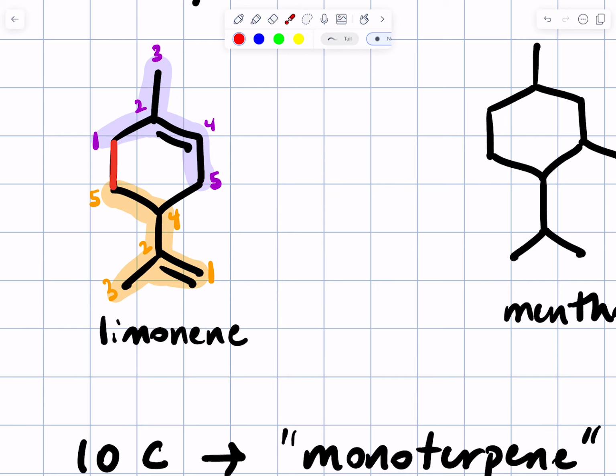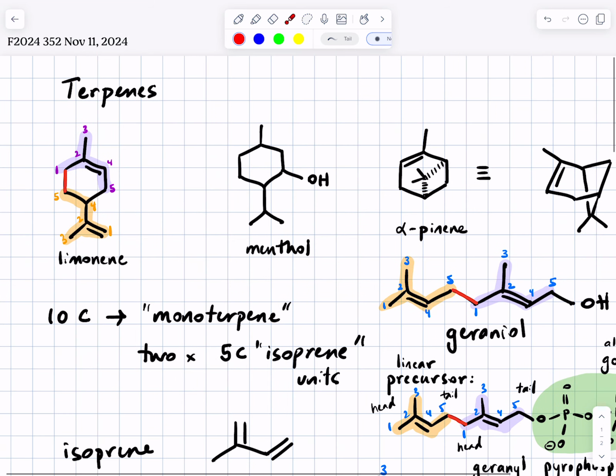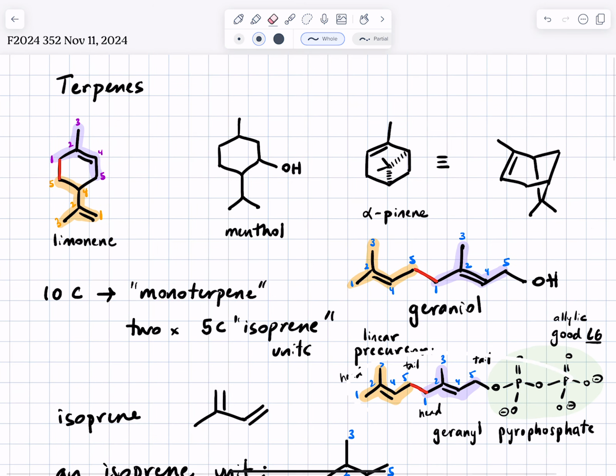Now this is where I can start to learn some things, because the bond between orange 5 and purple 1 was present in this linear precursor, the thing that I told you was the precursor to all of these structures. That red bond there between orange 5 and purple 1 is also present here. So I don't actually have to worry about how that bond formed because it was present in the linear precursor.